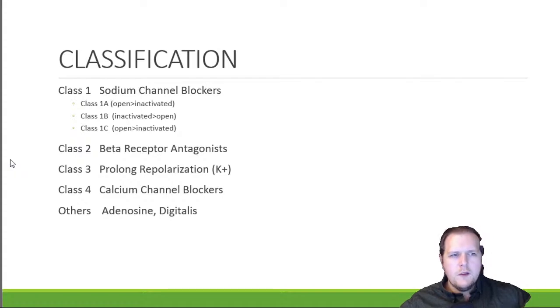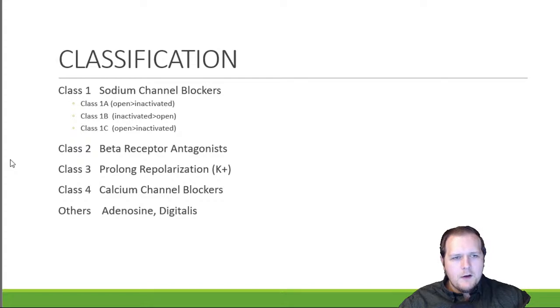This is called the Vaughan Williams classification. It's a pretty old school classification, but it still helps to categorize this data. We have our class 1 antiarrhythmics. These are going to be our sodium channel blockers. Okay. We're going to have 3 subtypes under that: class 1A, 1B, and 1C. They are going to differ based on how they're affecting the sodium channels. Some are going to be quick on, quick off. Some of them are very slow on, slow off. Some affect the open versus the inactivated state. We'll look at those details in just a few moments, but they're all sodium channel blockers.